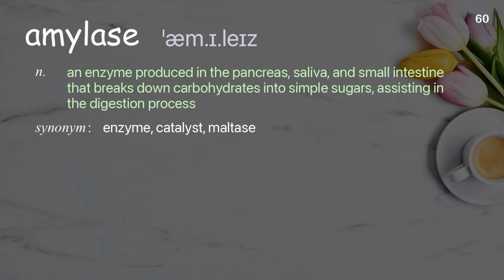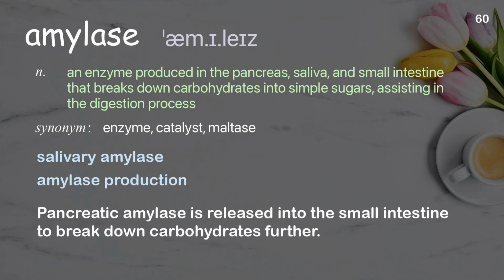Amylase. An enzyme produced in the pancreas, saliva, and small intestine that breaks down carbohydrates into simple sugars, assisting in the digestion process. Examples: Salivary amylase. Amylase production. Pancreatic amylase is released into the small intestine to break down carbohydrates further.